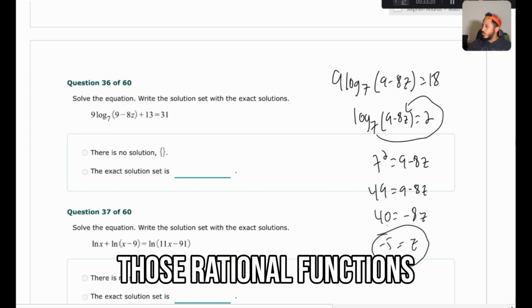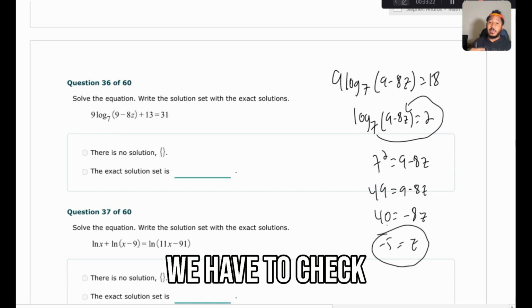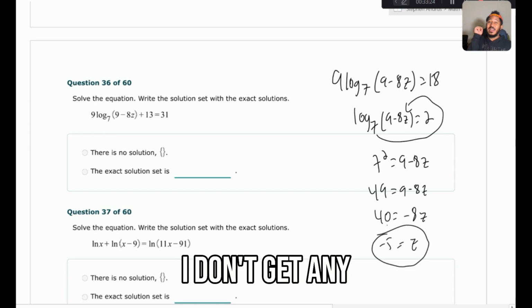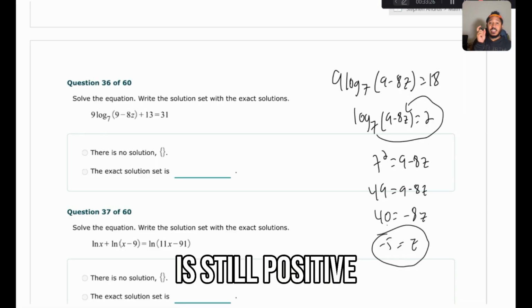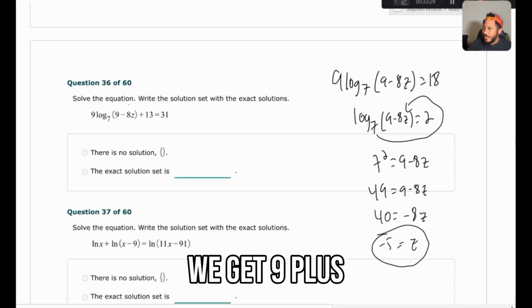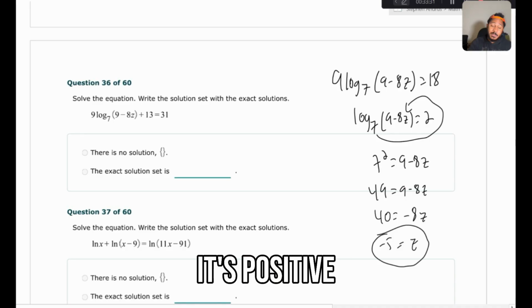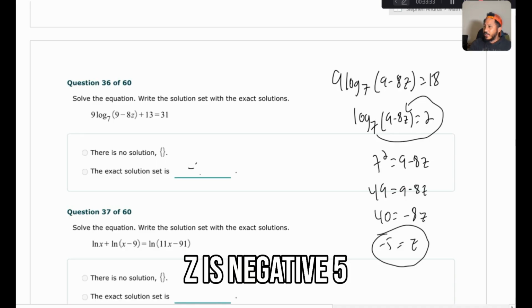But just like with those rational functions, with these logarithmic functions, we have to check when I plug it back in, to make sure my argument is still positive. If I plug in negative 5, we get 9 plus 40, which is 49. It's positive. Okay, so z is negative 5 as my solution.